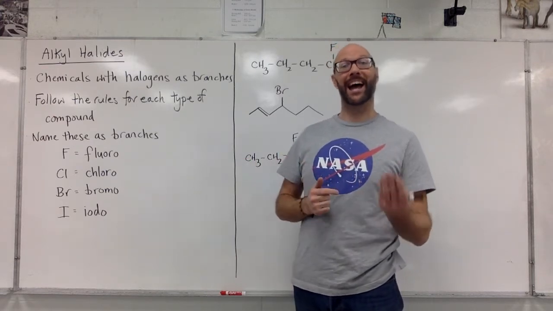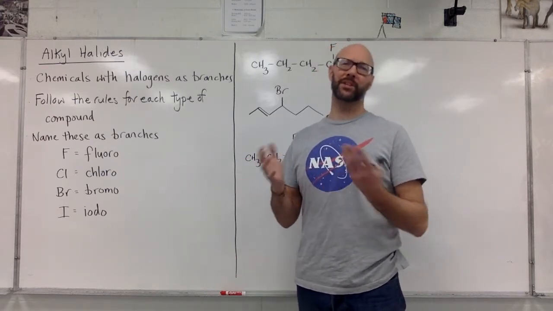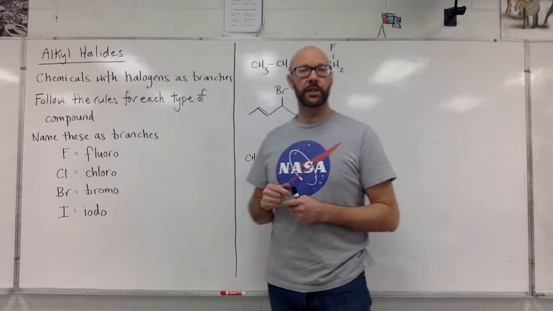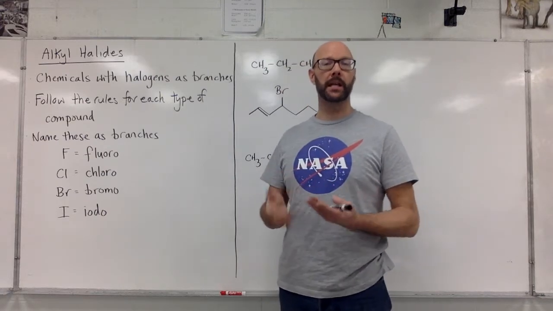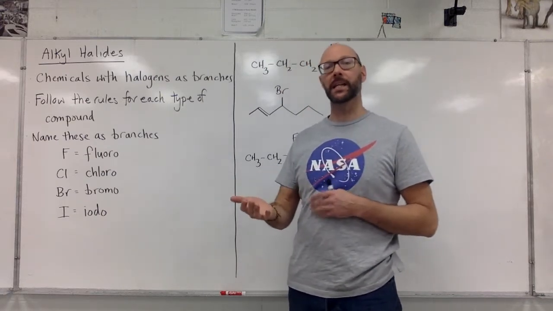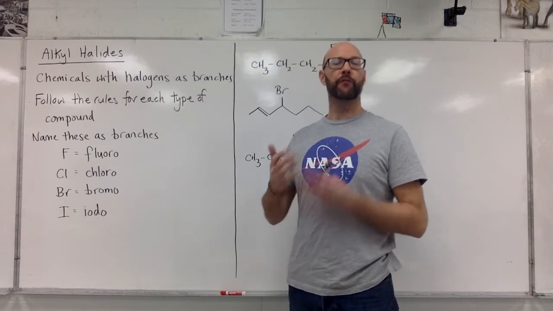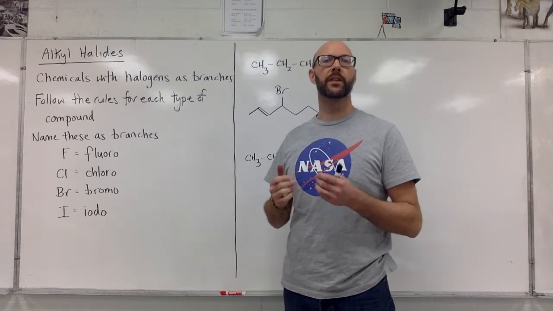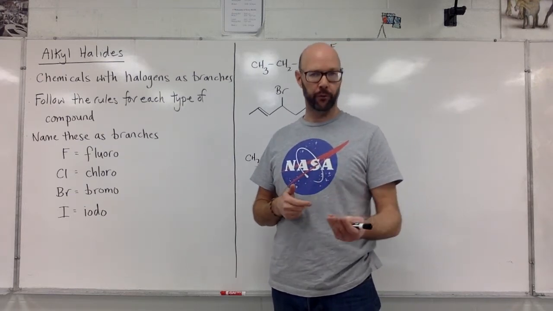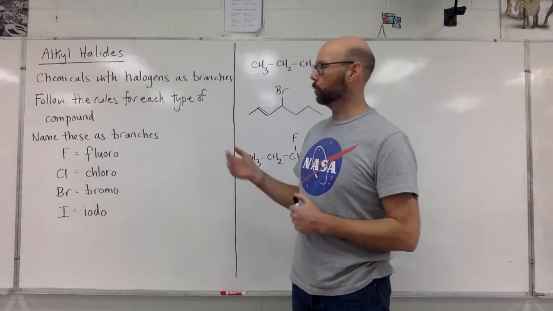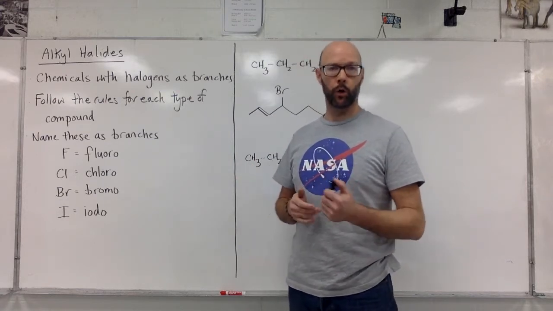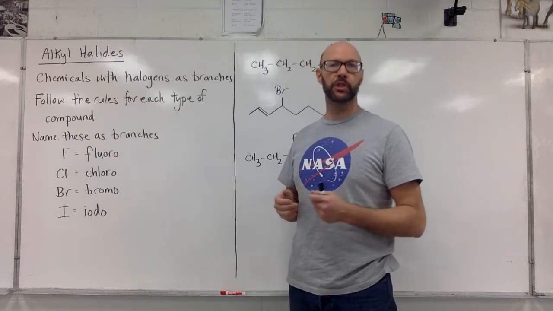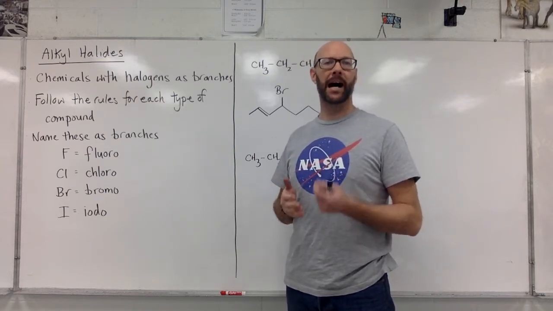It's like a branch, an alkyl group, but it's a halogen, but it's not quite, it's a halide. We're going to follow the rules for each specific type of compound. So it does make a difference if we have an alkane or an alkene, for example. We're just going to follow those rules. But now we have four different possibilities for these new kinds of branches. If fluorine is acting like a branch, we'll call it fluoro, chloro for chlorine, bromo for bromine, and a little bit strange, iodo for iodine.